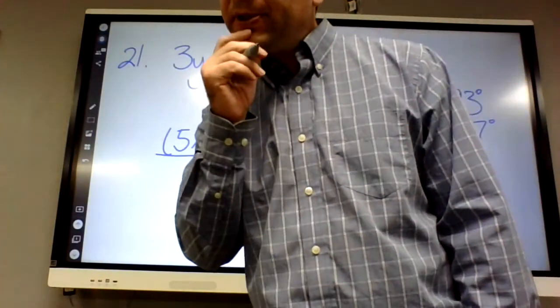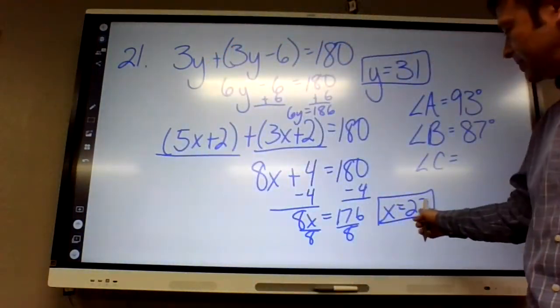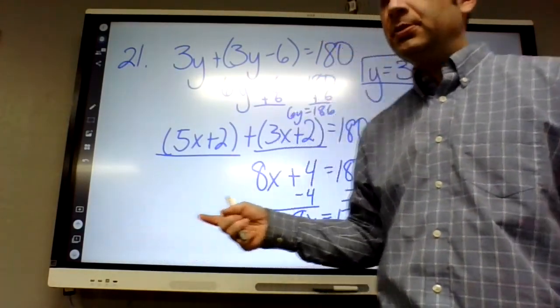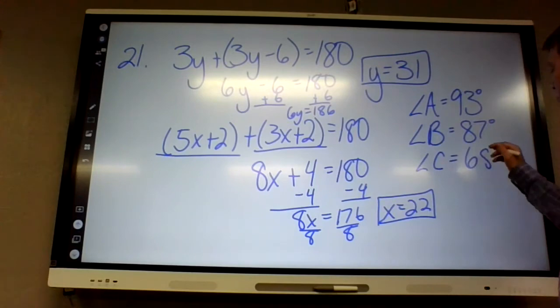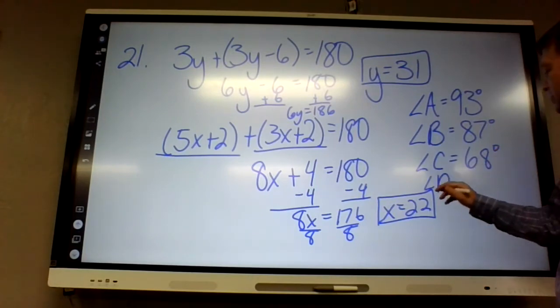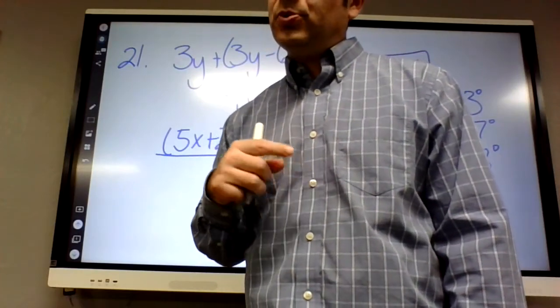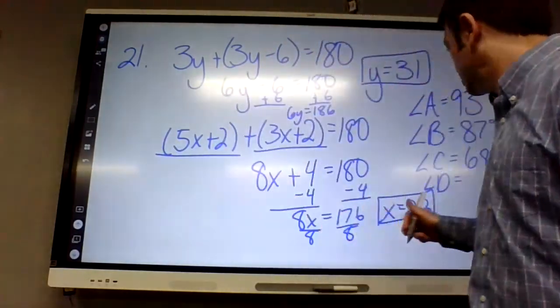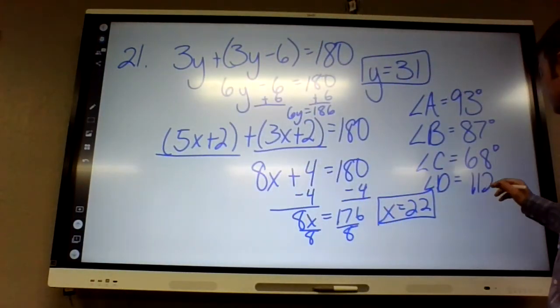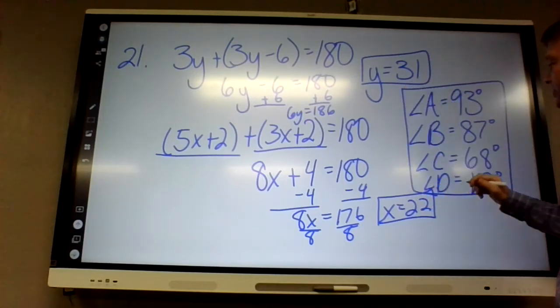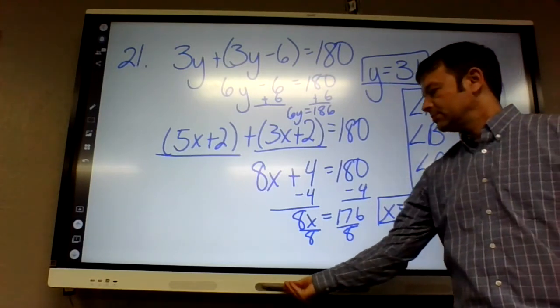Says 3 times x, I got 22 for x. 3 times 22, 66, plus 2. Angle D says 5 times 22, 110, plus 2. If we did this right, what should be true about these angles? Yeah. We did it right.